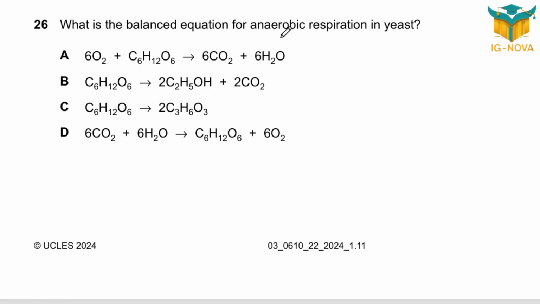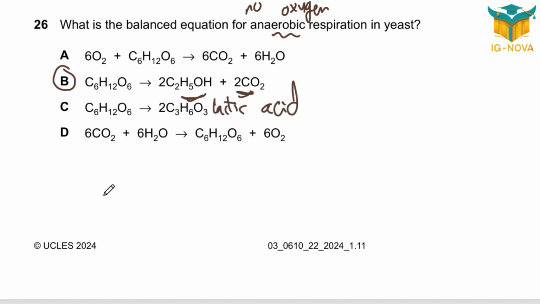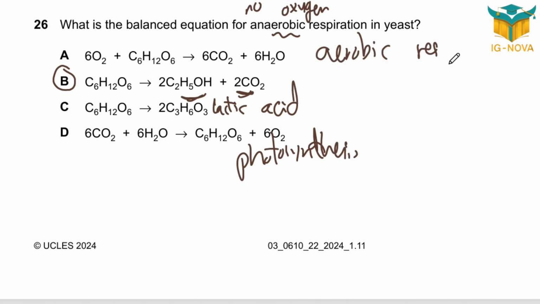What is a balanced chemical equation for anaerobic? An means no. Aerobic means oxygen. Anaerobic respiration in yeast means fermentation to produce carbon dioxide and ethanol. Ethanol, carbon dioxide. So B. What about equation C? This one is lactic acid. Anaerobic respiration in muscles. What about D? D is photosynthesis. What about A? A is aerobic respiration in all living cells. Don't forget.